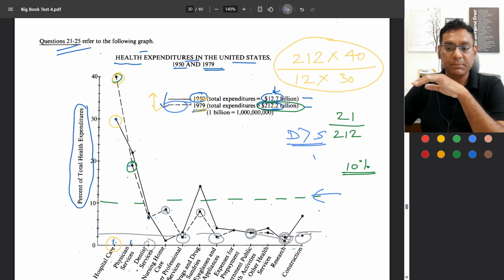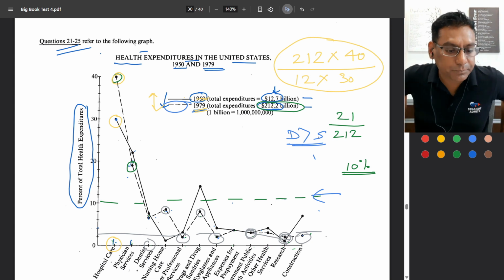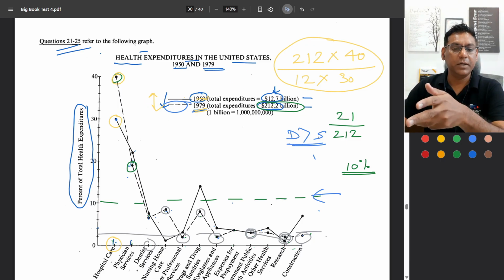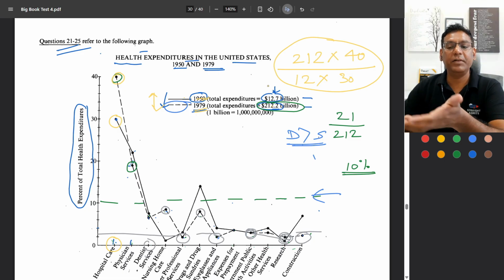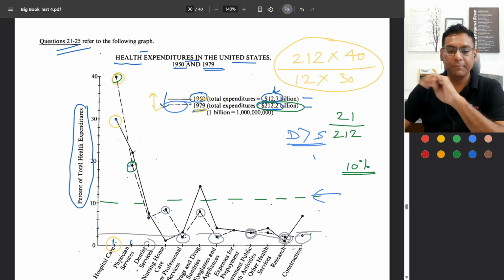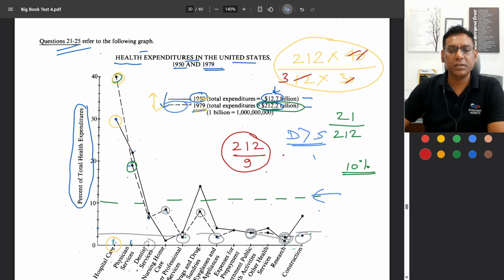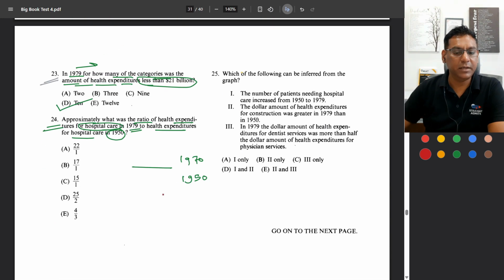Correct. Be careful. Sometimes you tend to take the wrong number or reverse numbers. For example, I could have taken 1950 on top, 1979 on the bottom, something like that. Don't do that. Be very careful. It can be confusing. So let's see. This gets cancelled. 4 becomes 3. Okay, so what do I get? 212 divided by 9. That's going to be something like 22, 23.